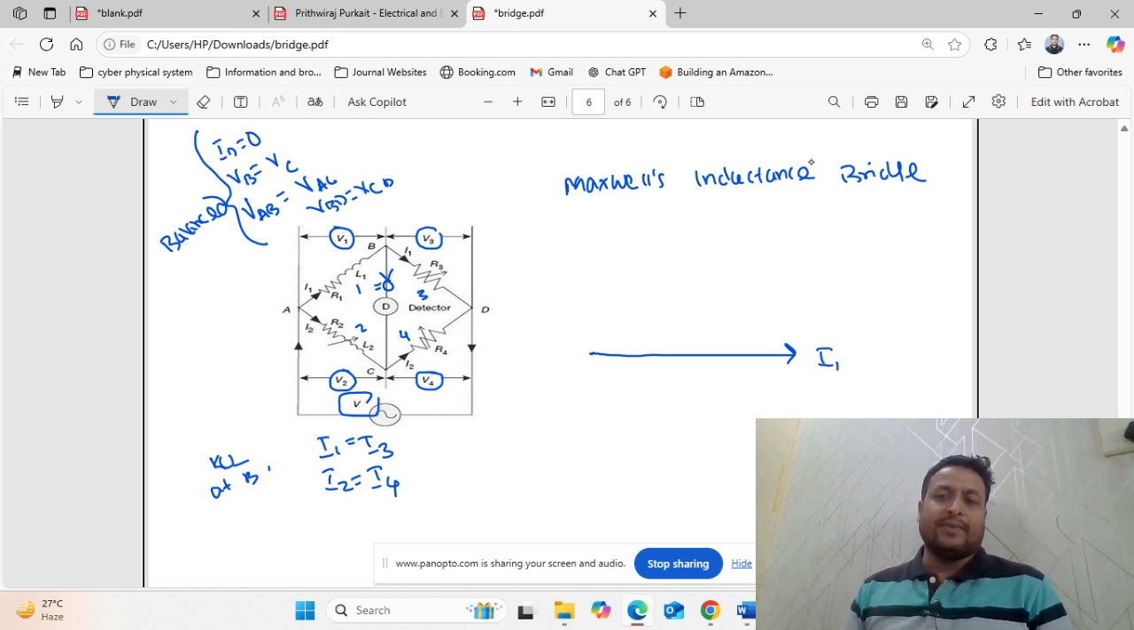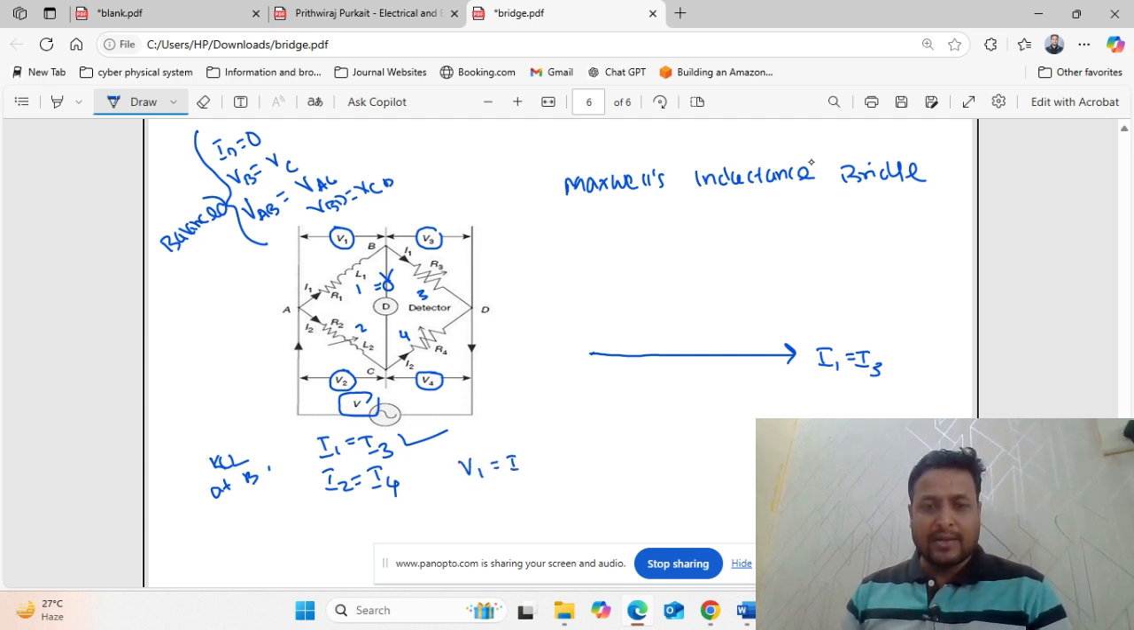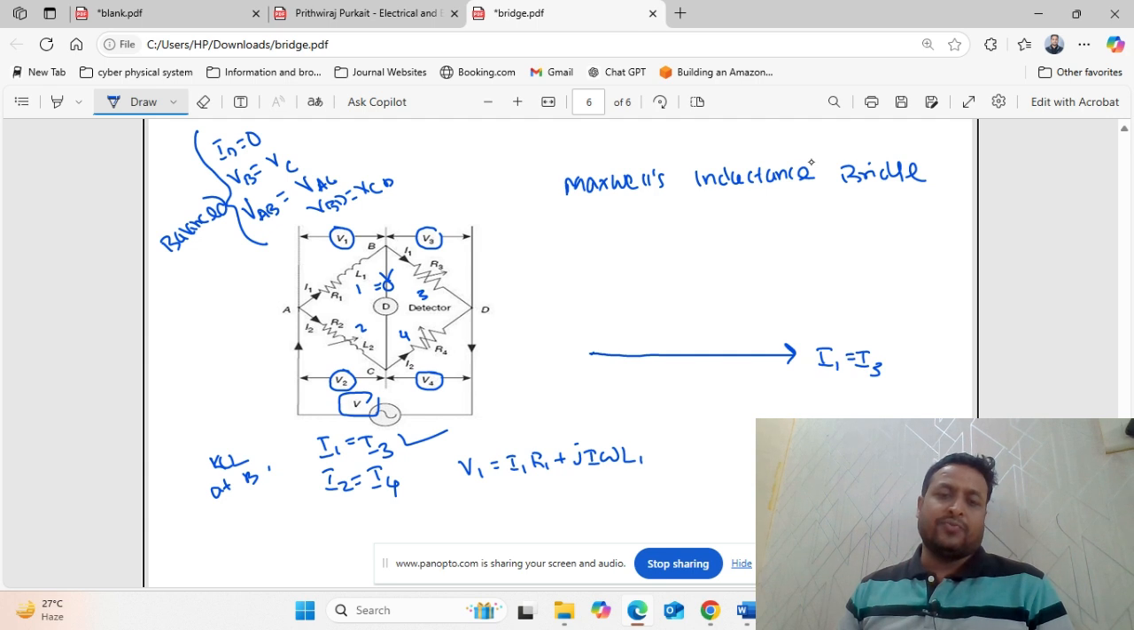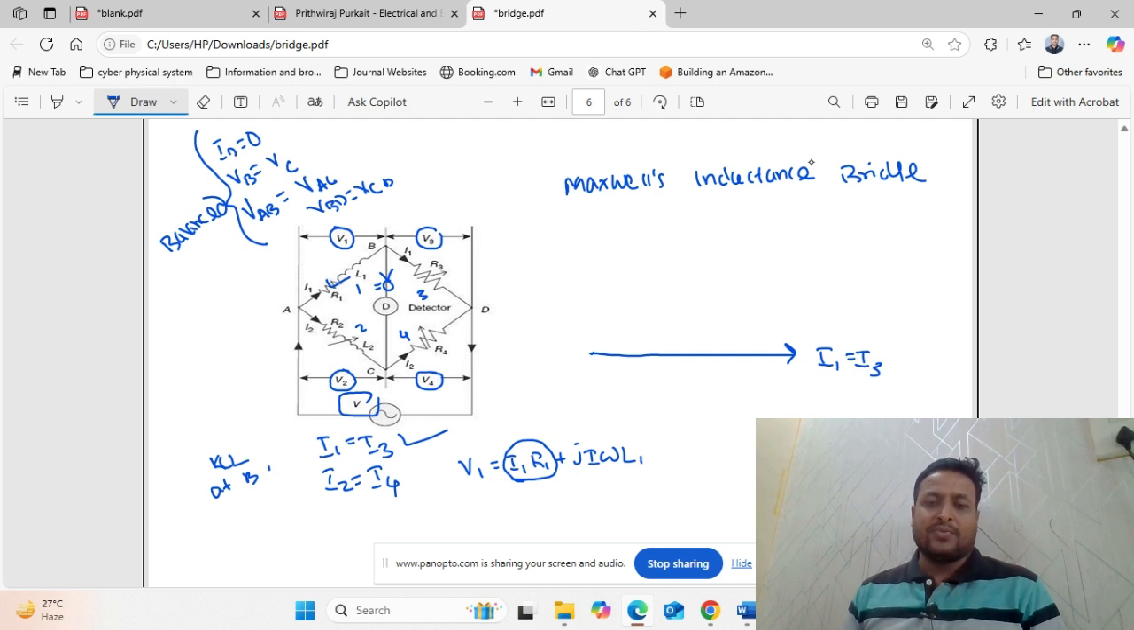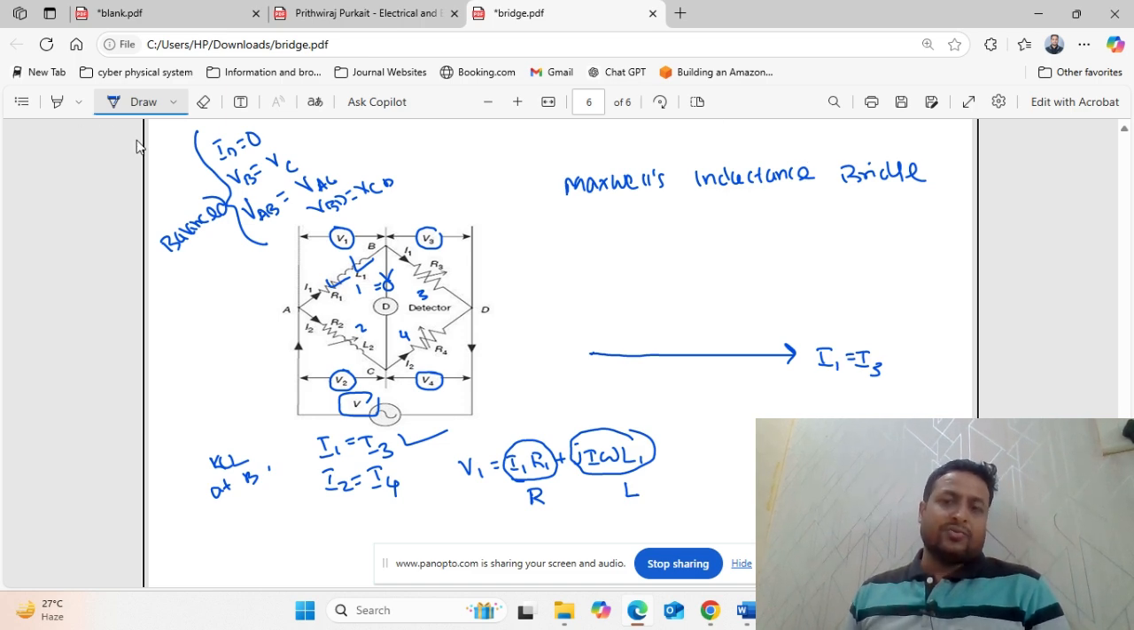Okay, so I1 is the reference. We know that I1 is equal to I3, the same point. Now if I1 is this one, we have the equation V1 is equal to I1 R1 plus j I1 omega L1. So V1 is the voltage drop across R1 plus the voltage drop across the inductance. So now two things come: the voltage drop across the resistance and the voltage drop across the inductance. We know the current, so what is the point here?